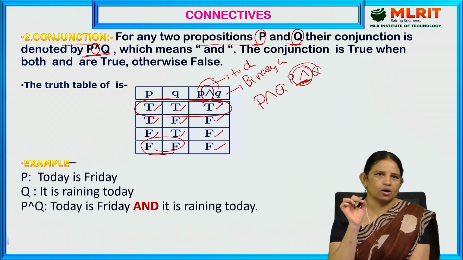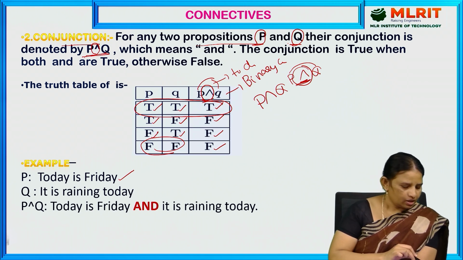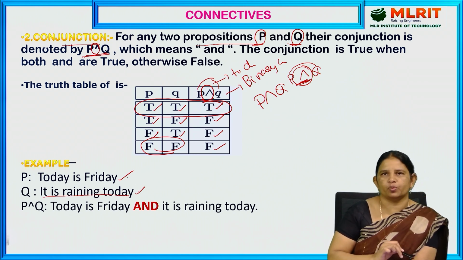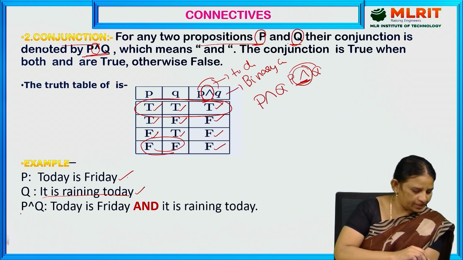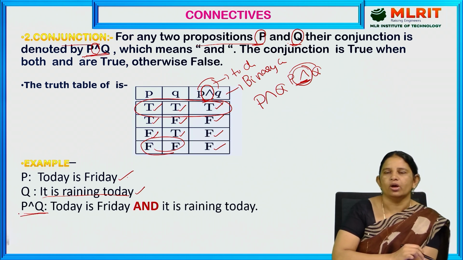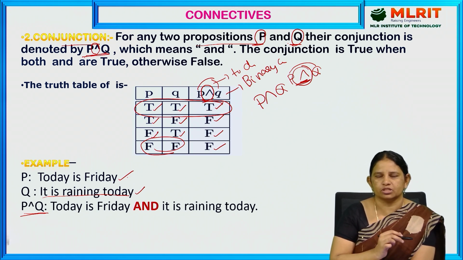Consider the example. Today is Friday. Then the second statement is it is raining today. These are the two propositions. How can we use conjunction between the two propositions P and Q? P and Q. You can use either capital letters or small letters to denote the propositions. In most cases we use capital letters.